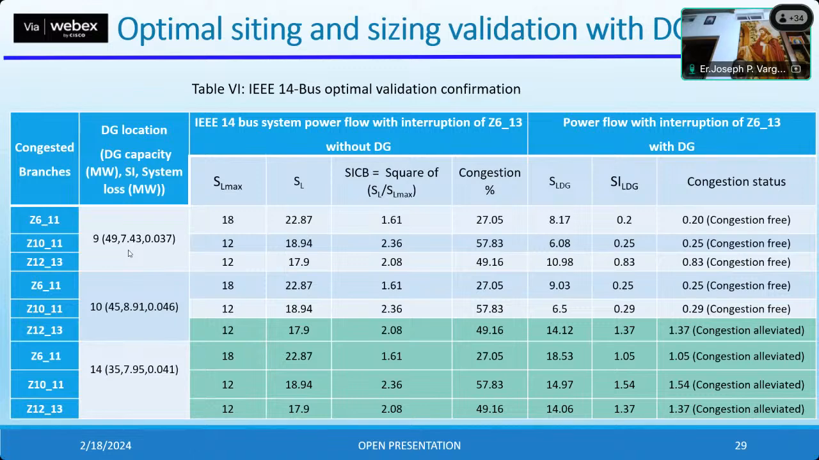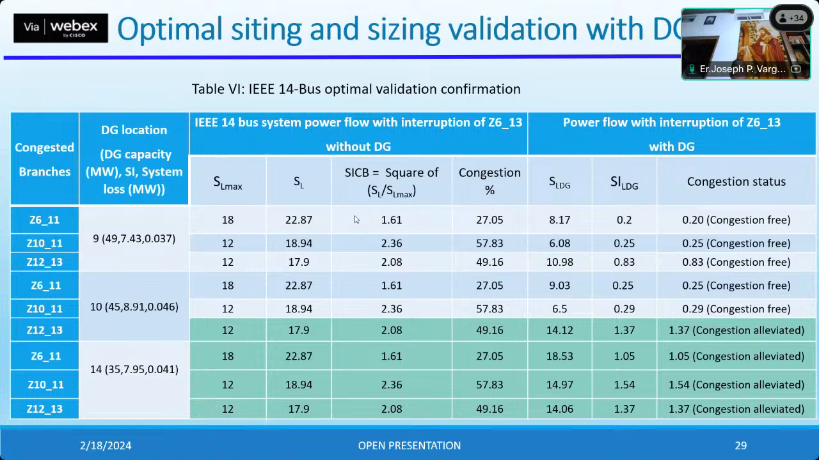From this, we will see that from our optimization technique, the optimal size is 49 megawatt, and the optimal DG location is bus number 9, with the reduction of system loss to the least value and the severity index also to the least value. That is the effect of distributed generation in determining the location and the size of the DG for congestion management.